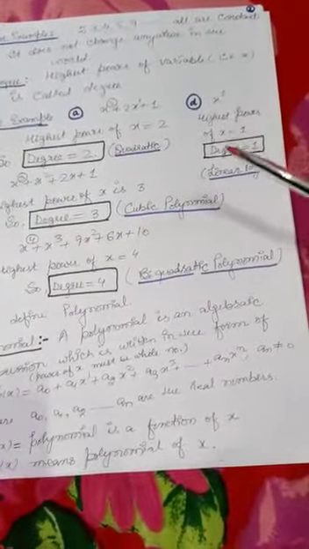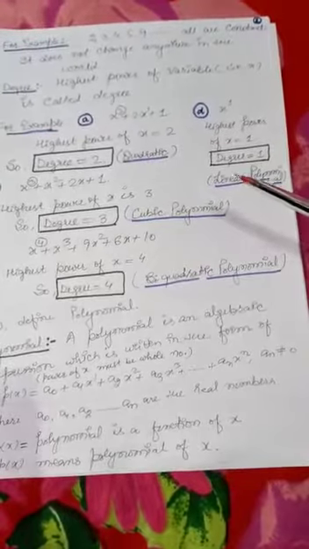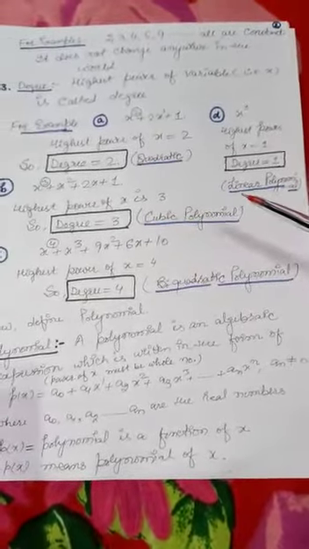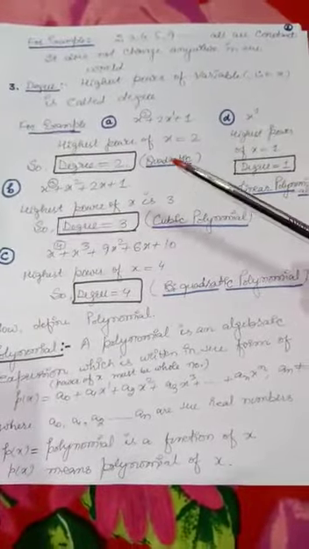If the highest power of x is 1, it is a linear polynomial. If we plot the graph of a linear polynomial, then we get a straight line. If we plot the graph of a quadratic polynomial, then we get a parabola.